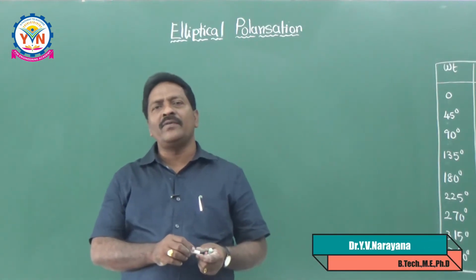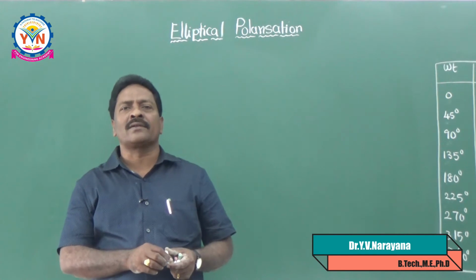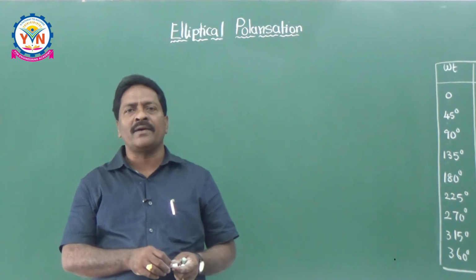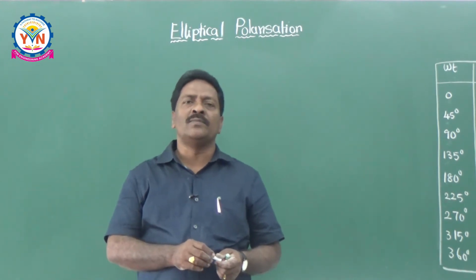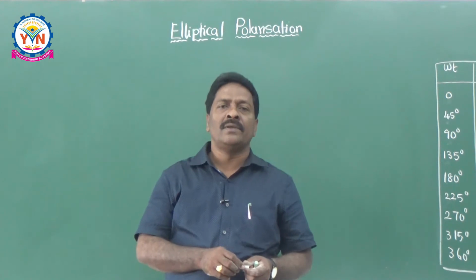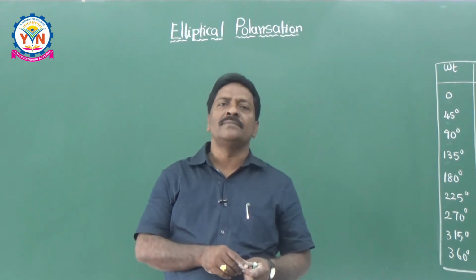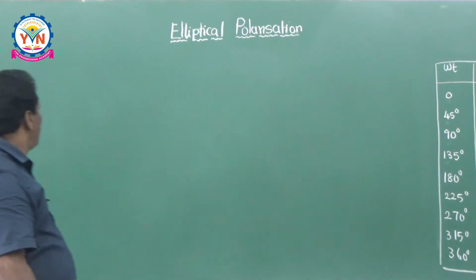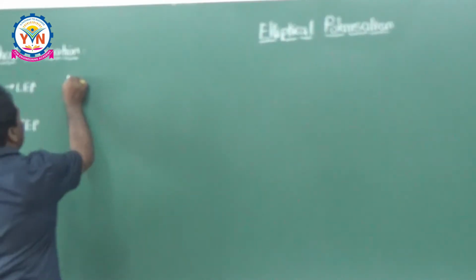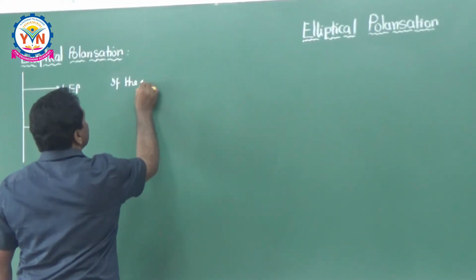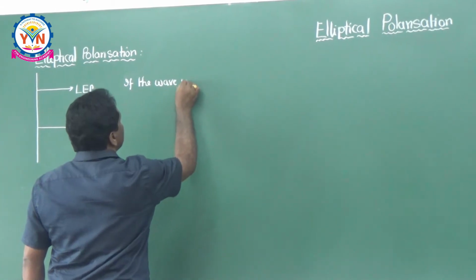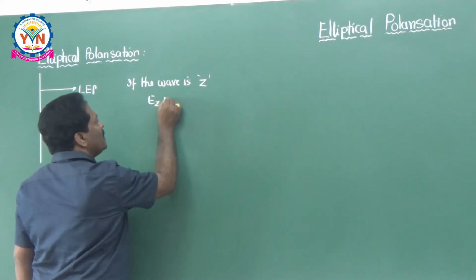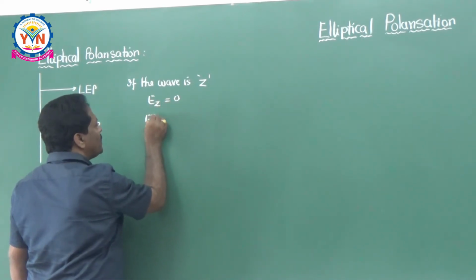Students, already we discussed the linear and circular polarizations. In this class, we are going to discuss the concept of elliptical polarization, which is the most generalized polarization. In this polarization, we are also assuming once again the wave is propagating in the z direction. If the wave is propagating in the z direction, then by property Ez is equal to 0. That means Ex and Ey will be present.